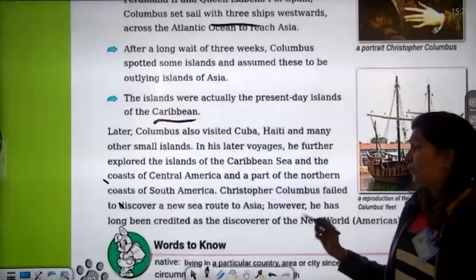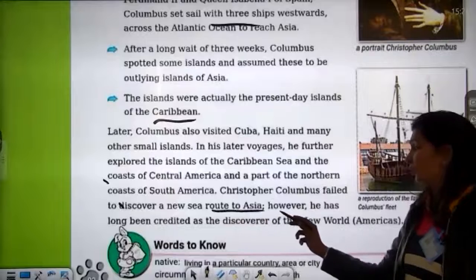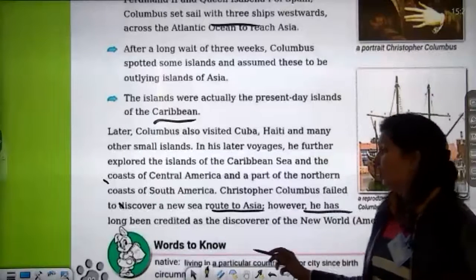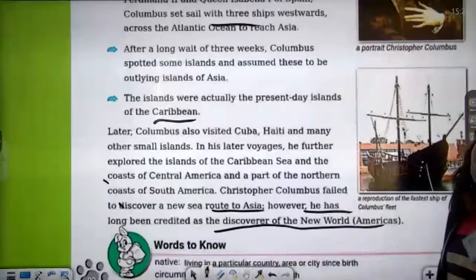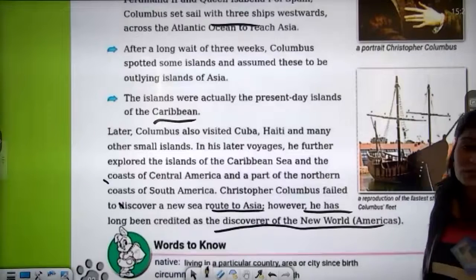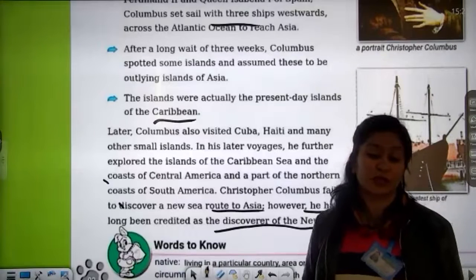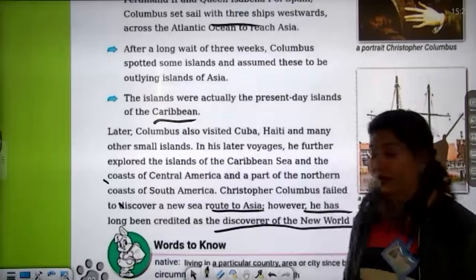Christopher Columbus failed to discover a new sea route to Asia. However, he has long been credited as the discoverer of the new world, the Americas. Yes, I told you this, that Columbus was also known as the discoverer of America. Yes.